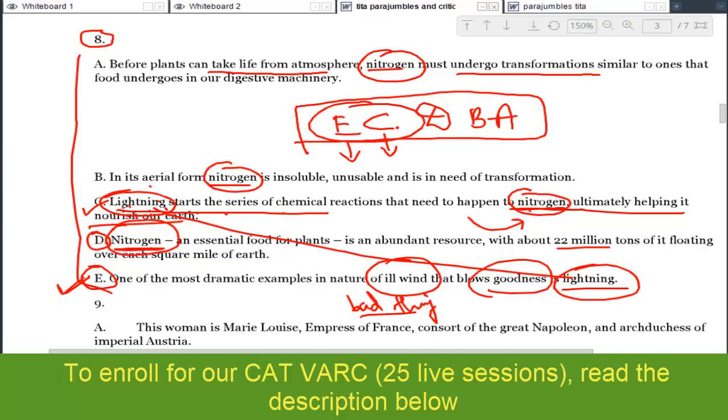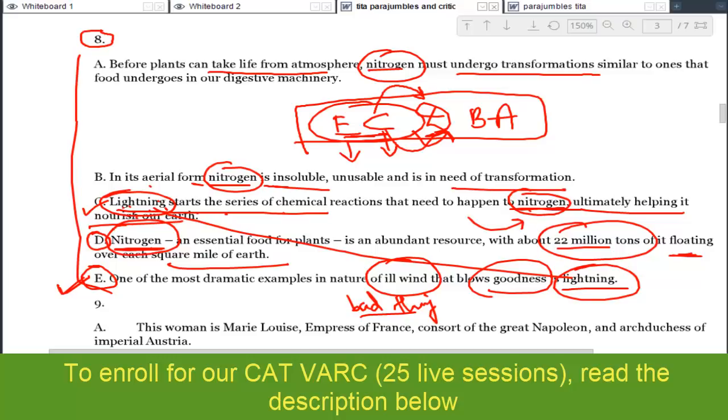The point here is once you have kept EC together, you have to put D because D now is introducing, in a way, it is elaborating on nitrogen. The idea of nitrogen has been subtly introduced in statement C, but that introduction has further been solidified in statement D. That is the reason why EC has to be a mandatory pair. Now, since I have already introduced the idea of nitrogen, I have to further elaborate on that, and that is what D does. So D says that nitrogen is an abundant resource, 22 million tons floating over each square mile of the earth. In this floating form, in this aerial form, nitrogen is insoluble.